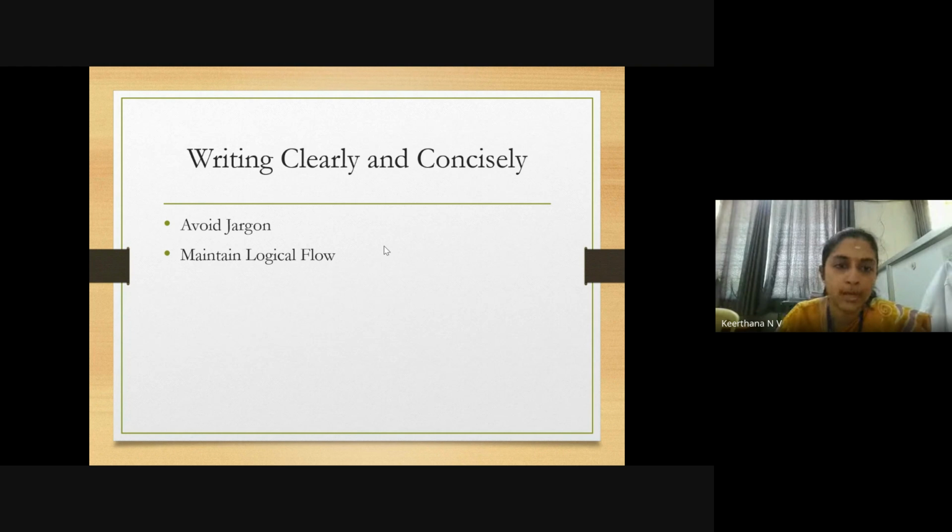Your paper should contain first the abstract, introduction, literature review, the methodology you are following, and then performance metrics, result analysis, conclusion, conflict of interest if any, and acknowledgement, biography of authors, then references. So maintain a logical flow for writing your paper.